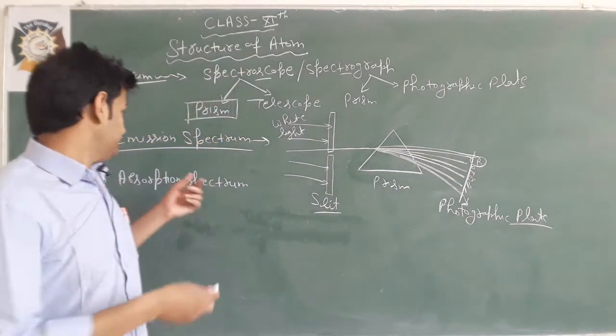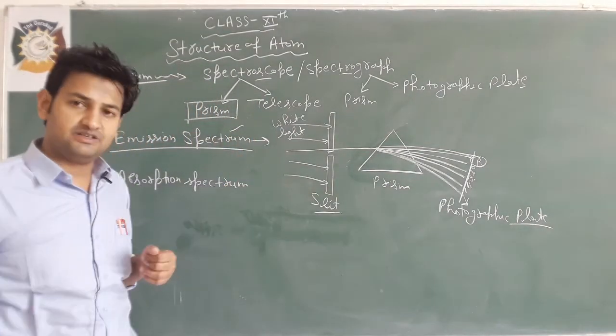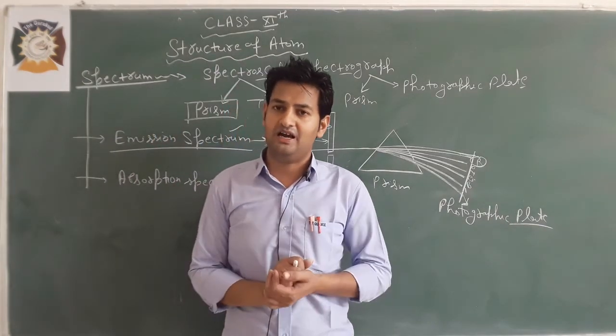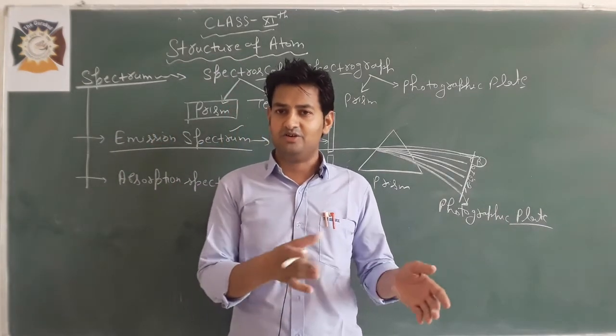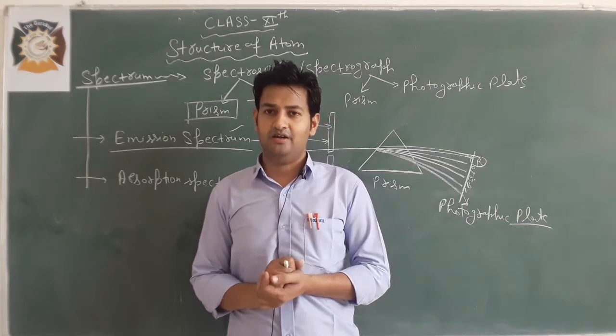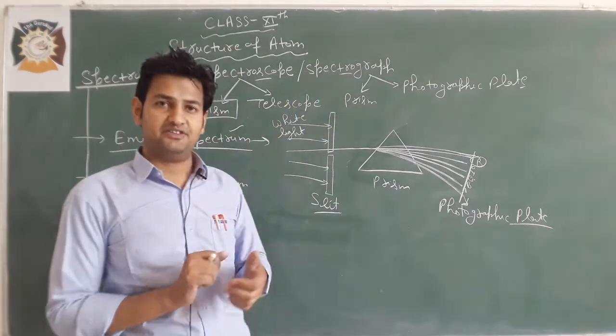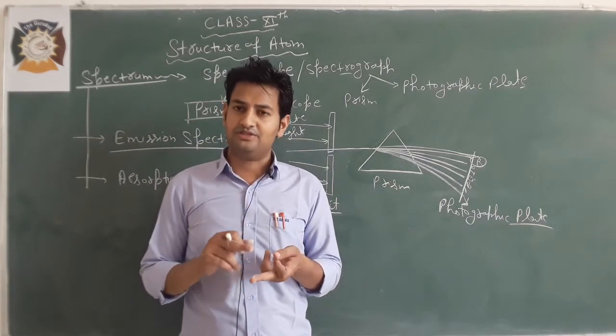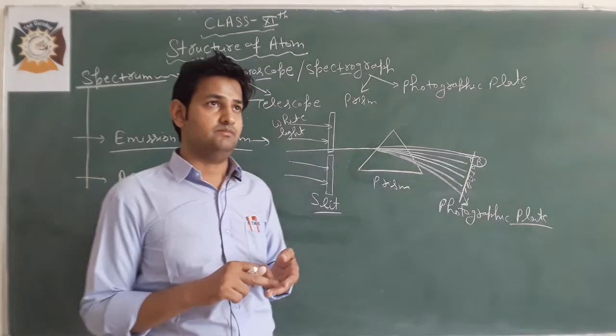The second type of emission spectrum is the line spectrum, in which different types of lines are present and the other space is covered by dark regions. So it is called the line spectrum. So the emission spectrum is of two types: one is the continuous spectrum, the second is the line spectrum.